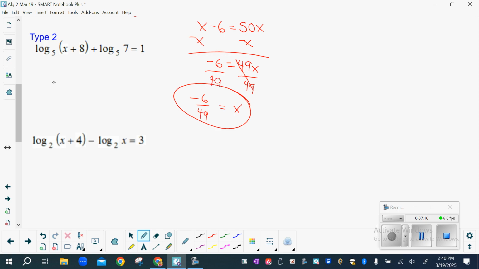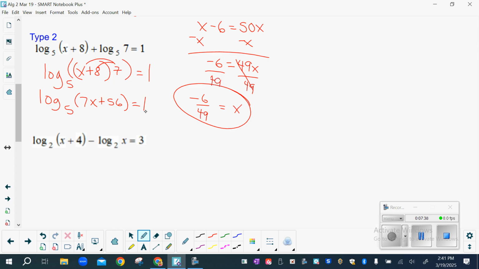Since this is addition, we want to divide them. Oh, no, we don't, we multiply them. Multiply. Good job correcting yourself. So x plus 8 multiplied by 7, 7x, equals 1. So then you want to distribute. That's right. So log base 5 of 7x plus 56 equals 1.